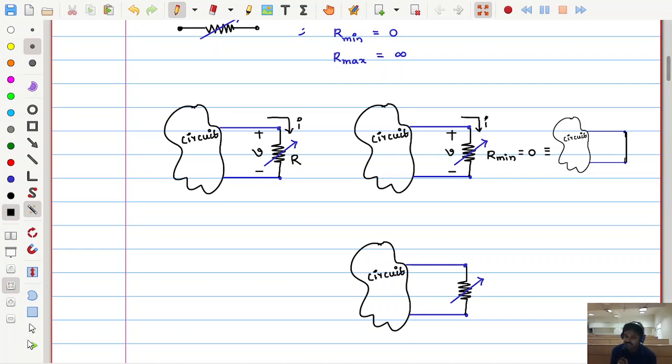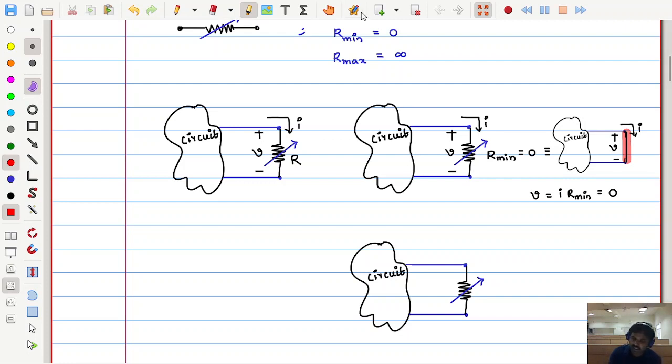Now one very important thing we can observe: when the resistance of this resistor is 0, then the voltage appearing across that branch will be simply 0. Why? Because V is equal to I into R min, and how much is R min? 0. So this goes to 0. This is one of the important characteristics, which we call the short circuit. This portion is simply a bare conductor.